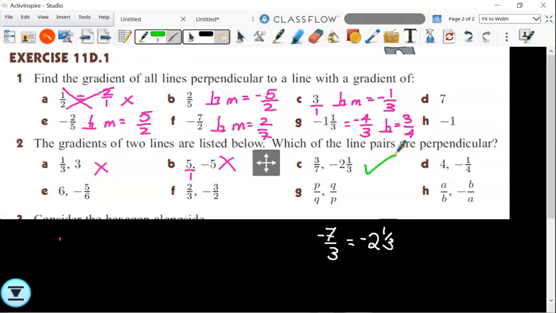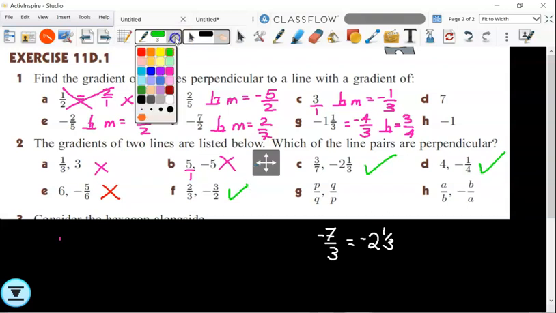Who would like to do D? Yay or nay? Nay. Yay. G is nay. Why is G nay? Because it's not negative, okay? And H? Yay.